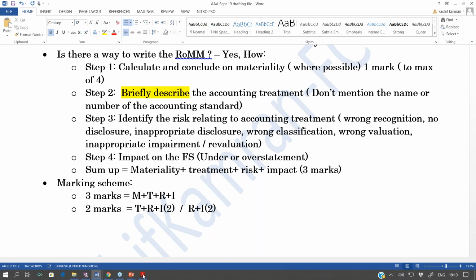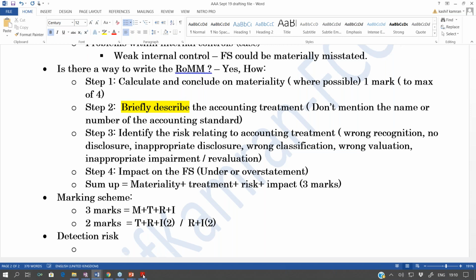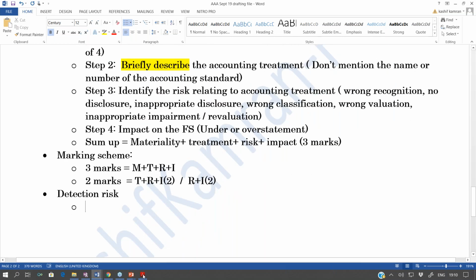Now let's quickly do the detection risk. We've done the risk of material misstatement. For the risk of material misstatement, the examiner says there are 4 steps: materiality, treatment, risk, impact, and you're getting to know the marking schemes. Okay, let's do the second thing, which is known as detection risk. How many marks will I get for detection risk? 3 or 2? 2, right? Because detection risk does not have any materiality or a treatment, right?